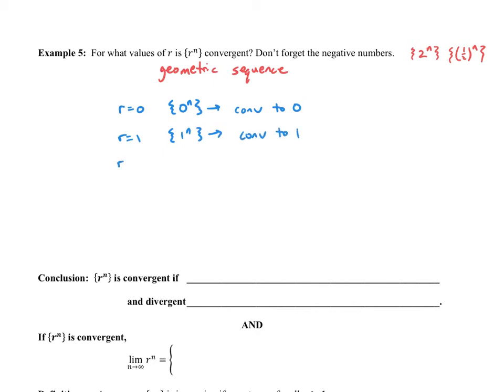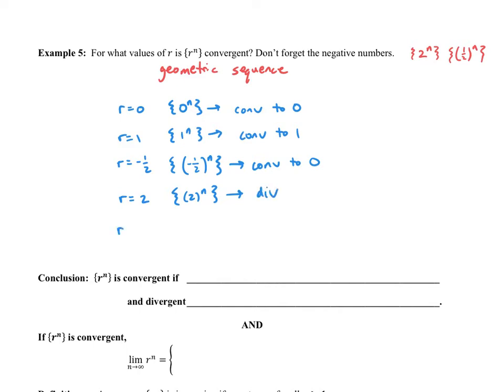If you had, let's say, r equal to negative 1/2, and you had negative 1/2 to the n, if you were to take the limit of that as n goes to infinity, you would get 0, so that would be convergent to 0. Let's say you had r equal to 2, so you have 2 to the n. The limit of that as n goes to infinity would be infinite, so that would diverge.